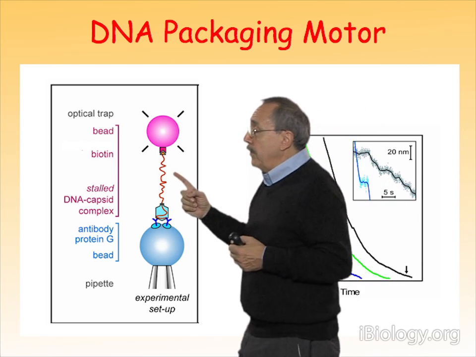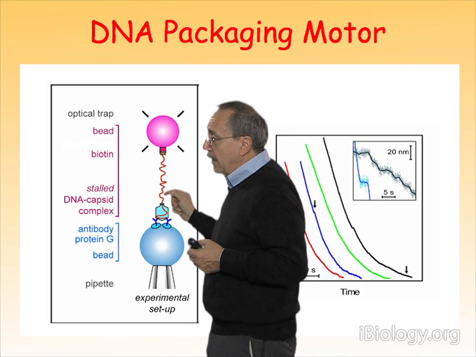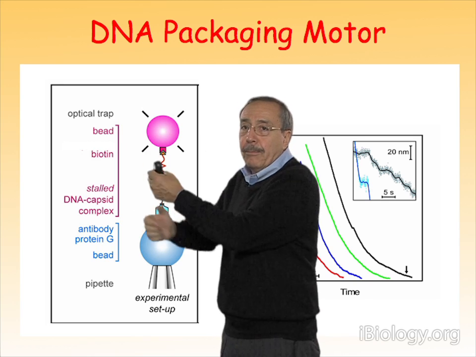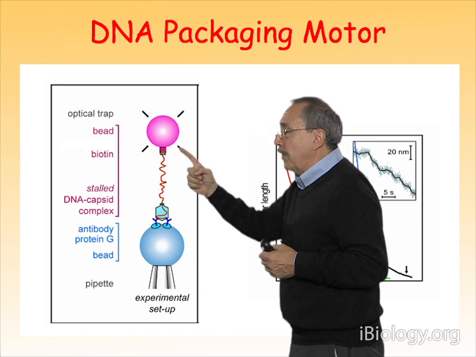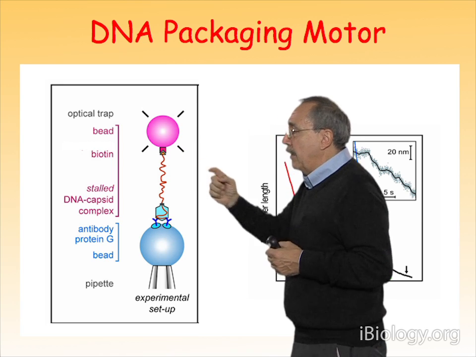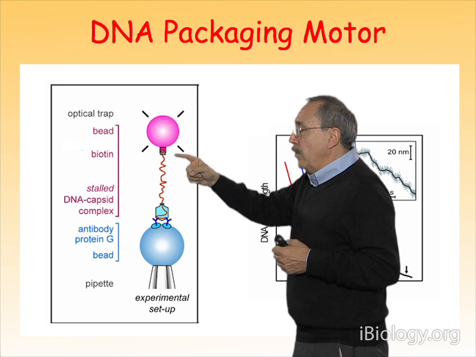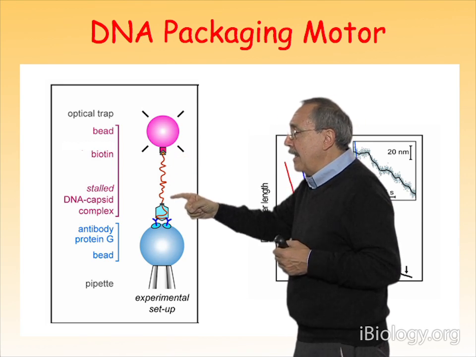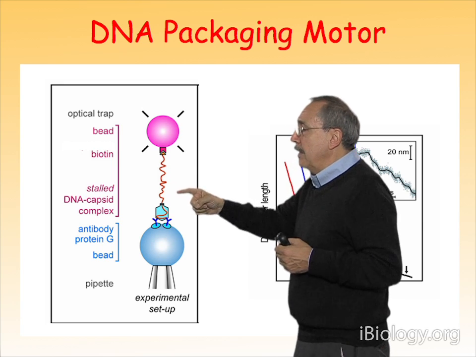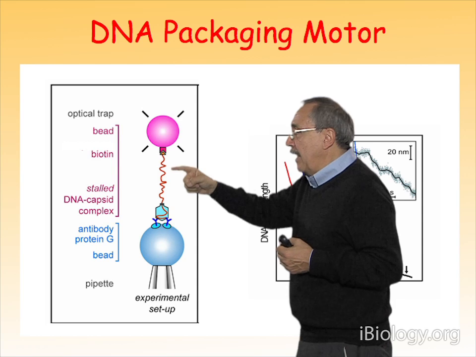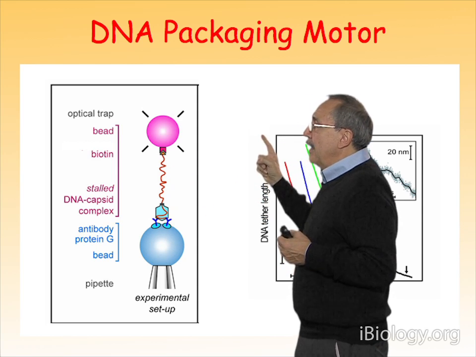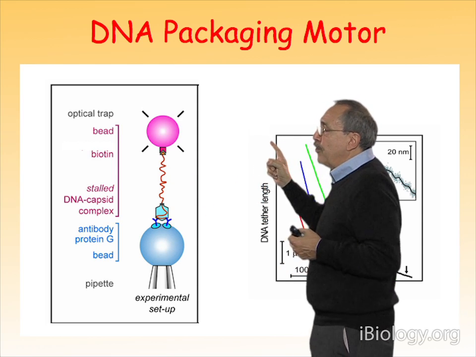And now what you can do is this: you add ATP to the motor, and the motor will start pulling the DNA, and as it pulls the DNA, it's going to pull the bead out of the trap, right? What is going to happen is that the length of the DNA that is outside, not yet packaged, is going to be what we call the tether. The length of the tether, or DNA tether length, is going to be reducing or getting shortened in time.